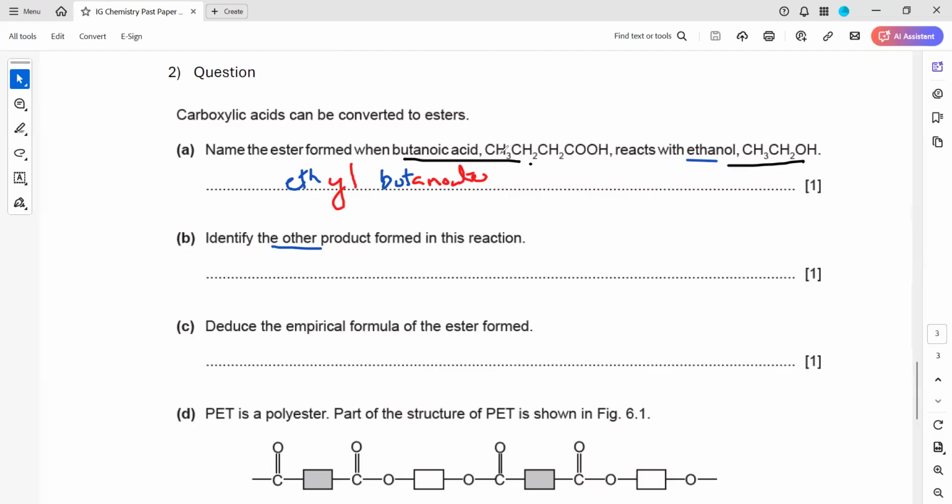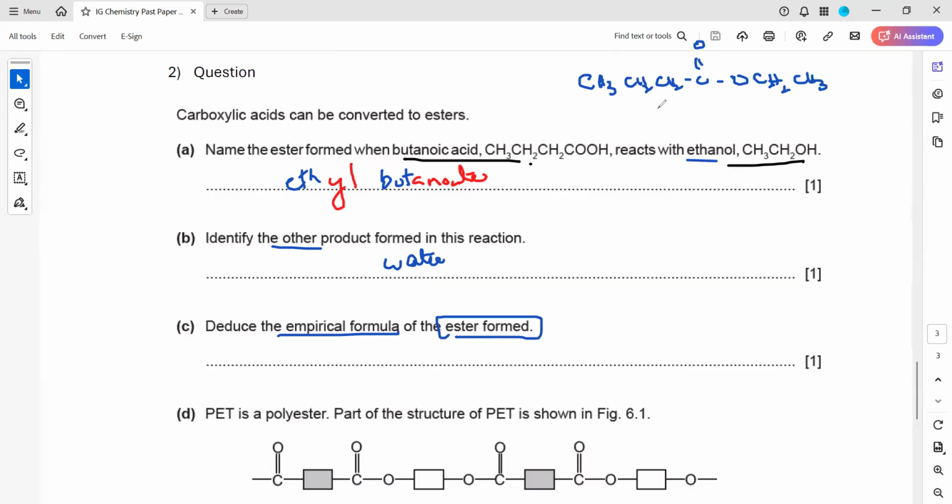Identify the other product which is formed when an acid reacts with an alcohol. Water. It will form ester plus water. Deduce the empirical formula of the ester formed. How to deduce the empirical formula? Empirical formula means the simplest ratio. If I draw the structure of this ester, it will be CH3, CH2, CH2, then the C double bonded with O, and then O, then CH2, CH3. This is actually ethyl butanoate.